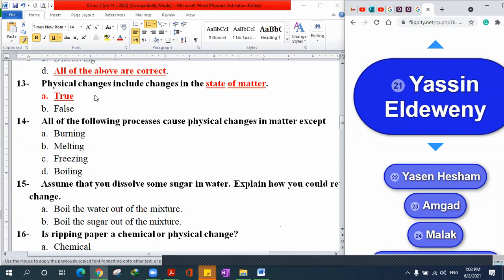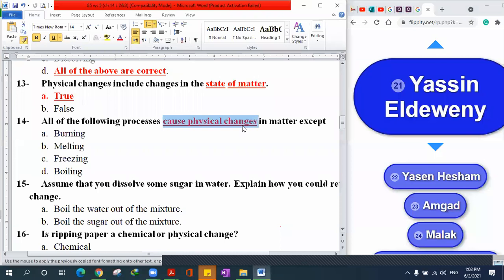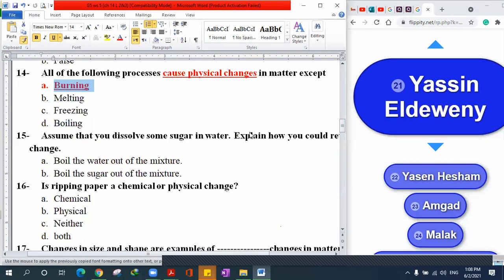All of the following processes cause physical change in matter except... All of them cause physical change except for burning. Yes, well done. Thank you so much, Yasin. Burning is the only example for chemical change.